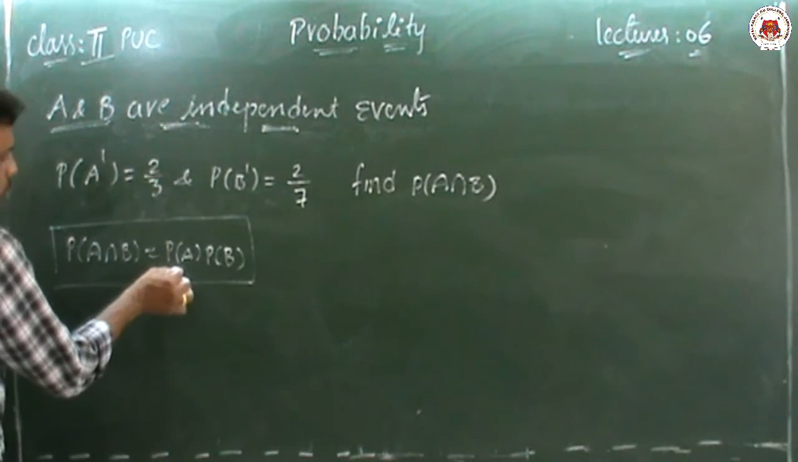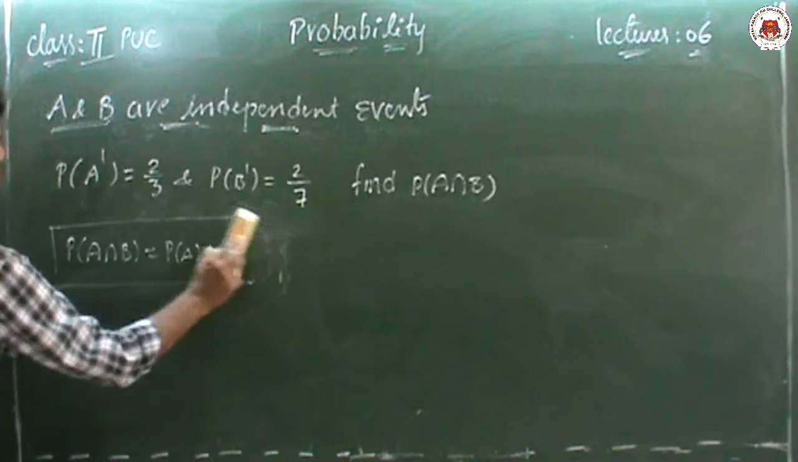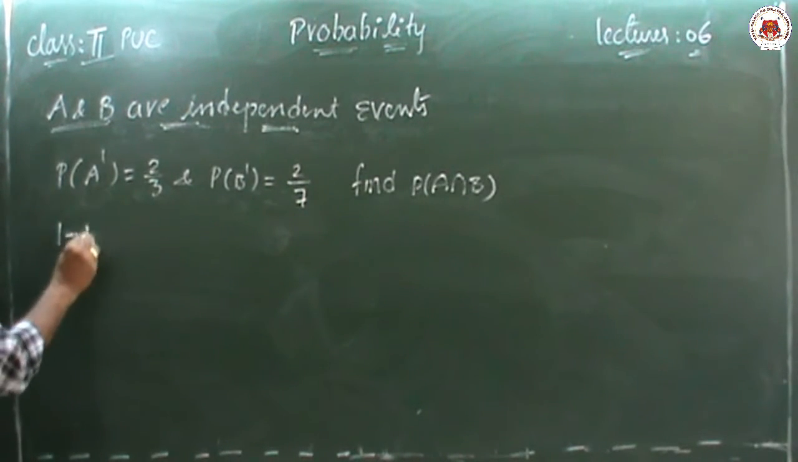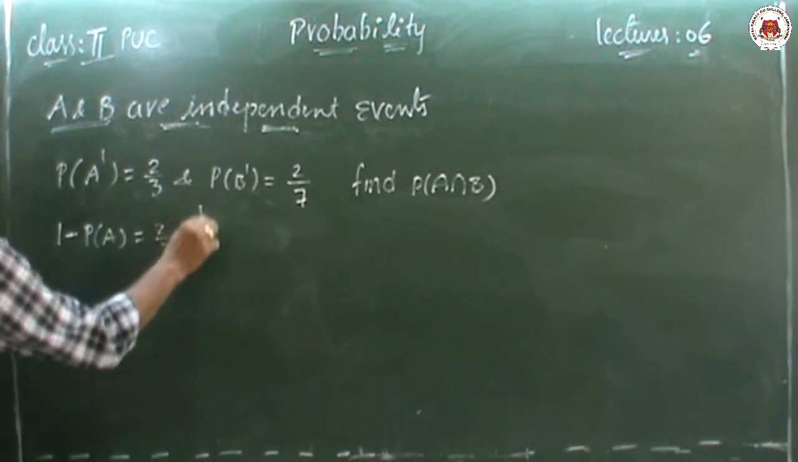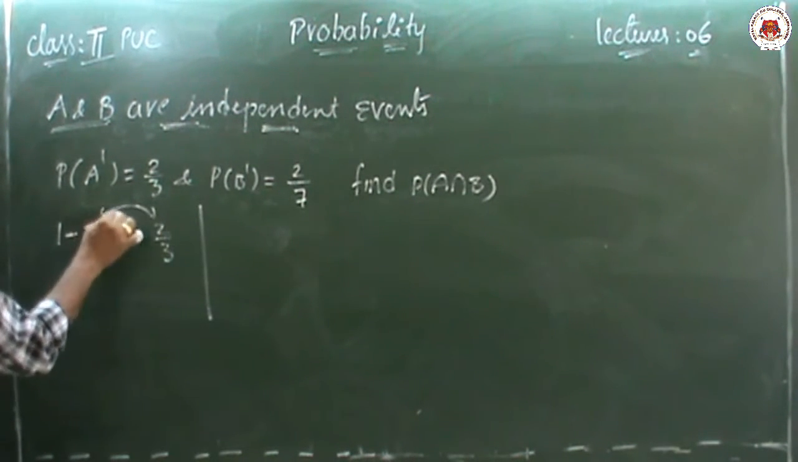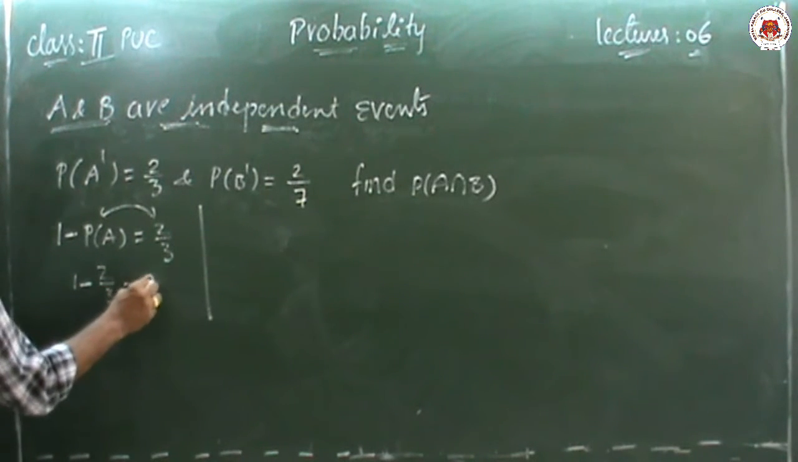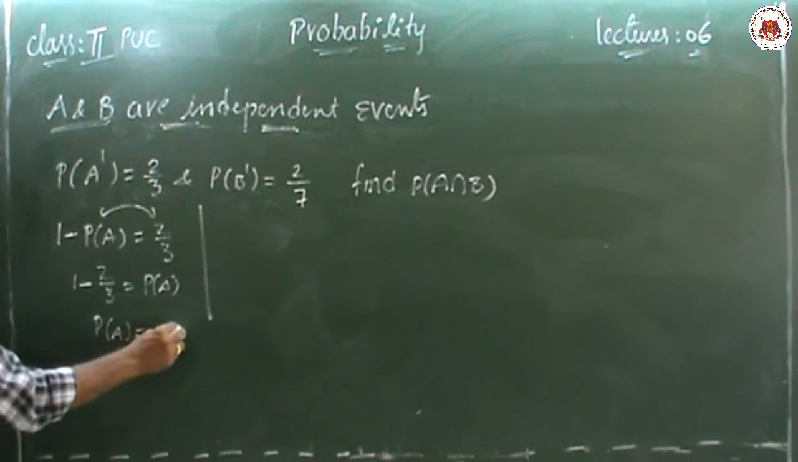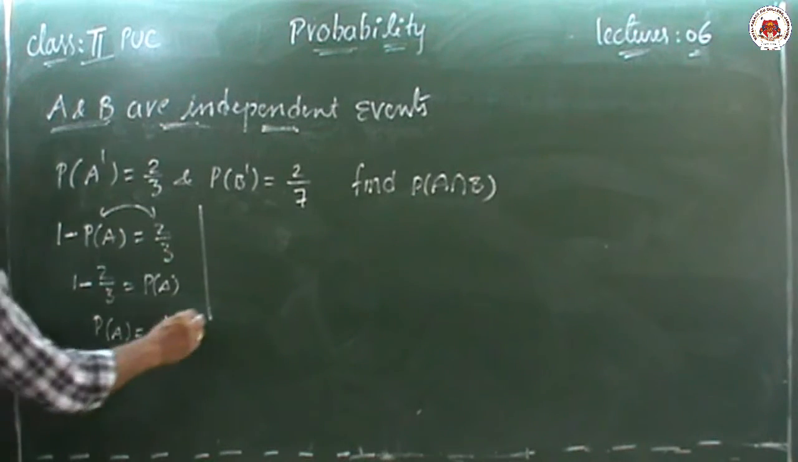Okay. Now we have to first find P of A. He gave P of A complement. First we will find P of A from this. Anything complement means we have to subtract from 1. 1 minus P of A equals 2 by 3. So from this we can find the P of A value. Bring 2 by 3 to this side: 1 minus 2 by 3 equals P of A. The LCM is 3, 3 ones are 3, 3 minus 2 is 1. P of A value is 1 by 3.